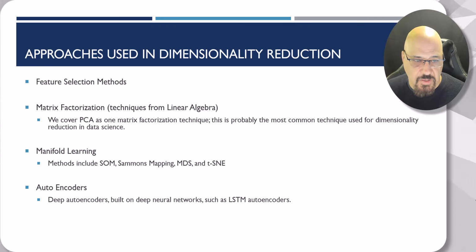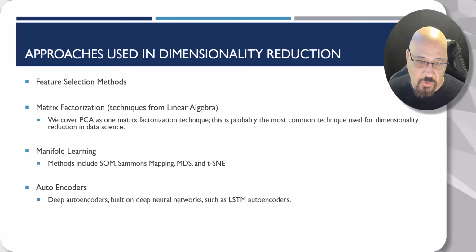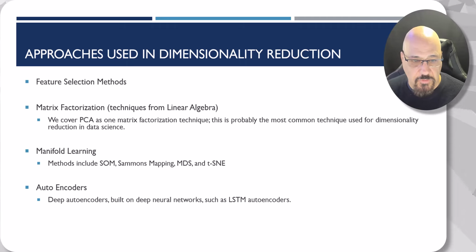There's also a set of techniques called manifold learning. I won't be covering that in this class, but some of those methods include SOM, Sammon's mapping, MDS, which is multidimensional scaling, and t-SNE. We also have autoencoders, so you can use things like deep autoencoders that are all built on deep neural networks. One example being LSTM autoencoders, which are long short-term memory autoencoders. That is outside the scope of this class, but let's take some time to focus on PCA, which is, again, one of the most common techniques that's out there, and it's a good place to start.